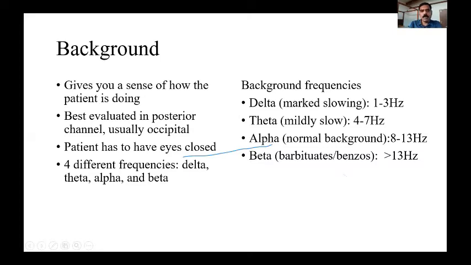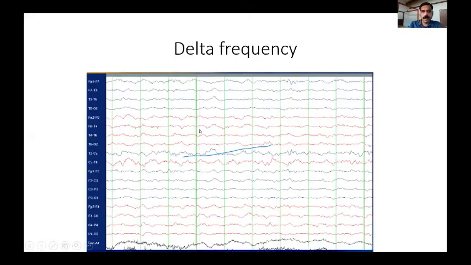This is an example of a delta frequency background activity. In EEG, we have these vertical lines. 2 vertical lines is 1 second. This is 1 second, okay? And you count the number of waves in 1 second. For example, if you can see in this 1 second, there are 2 waves. So this will be 2 Hertz. Therefore delta is 1 to 3 Hertz because there are 2 waves in 1 second. It is 2 Hertz activity and it's called delta frequency background activity.